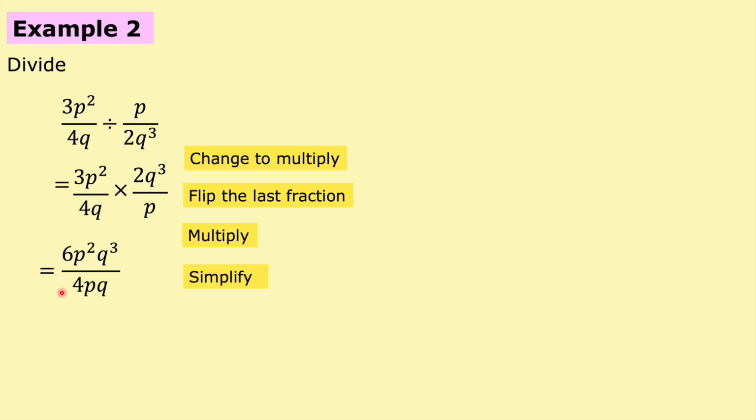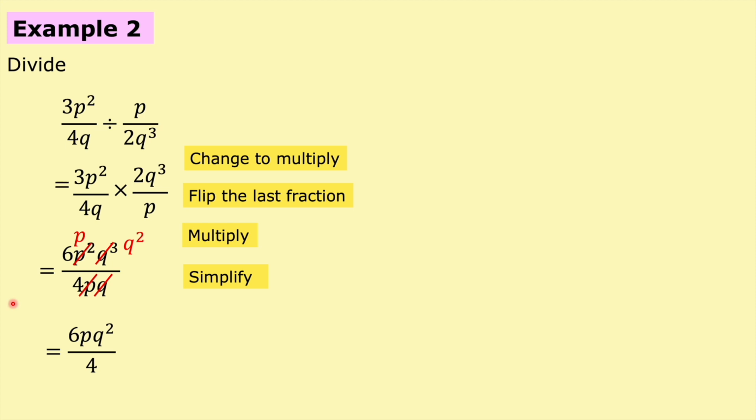And then we need to make sure our answer is fully simplified. So we've got q cubed on the top, which is q times q times q. But we've only got one q on the bottom, meaning we can only cancel out one of those q's. So q cubed will change to q squared, and that cancels out with the q on the bottom. Then we've got p squared on the top, but we've only got one p on the bottom. So we're going to change that p squared to a p, and the p on the bottom will cancel out, leaving us with 6pq squared over 4.